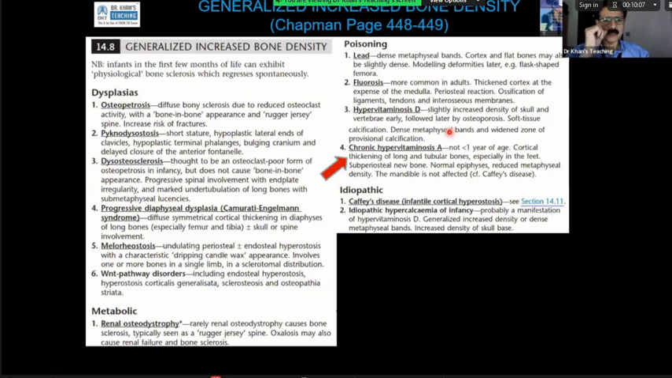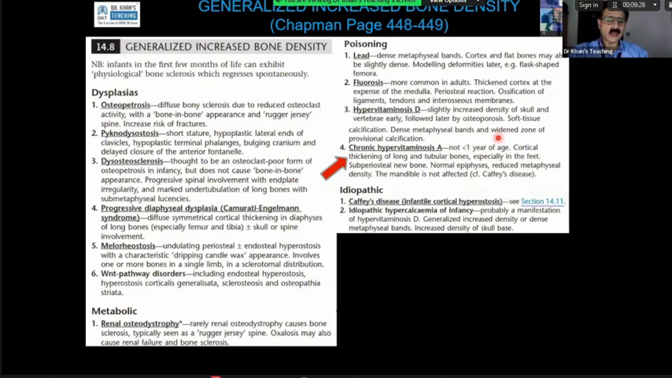Please remember in your book, in the pediatric part, it is given there: generalized increased bone density, 14.8. And it is chronic hypervitaminosis A. So you don't see it under 1 year of age. Remember this: cortical thickening of long and tubular bones, especially in the feet. That is very common in the feet. Subperiosteal new bone formation, normal or reduced metaphyseal density. The mandible is not affected, but there is generalized increased bone density. Now, these things are very important.